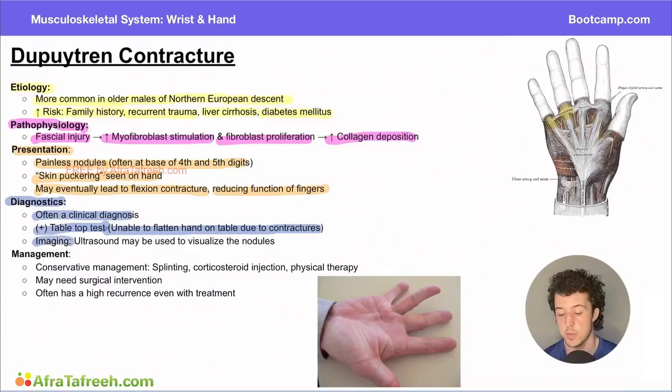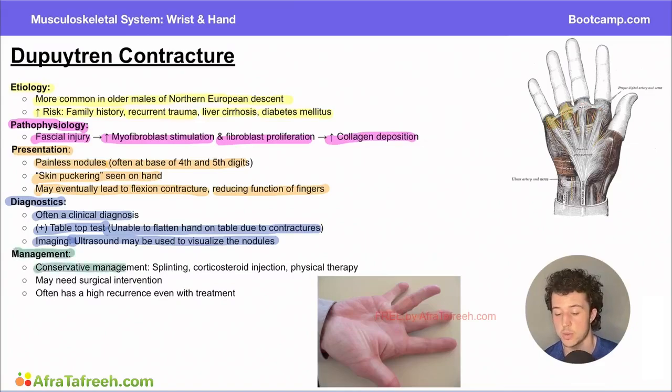Additionally, we may use imaging like ultrasound in order to visualize the nodules. So on an ultrasound, these nodules or cords are likely to show up as hypoechoic or dark, and they're going to be superficial to the flexor tendons. And finally, we'll talk about management.